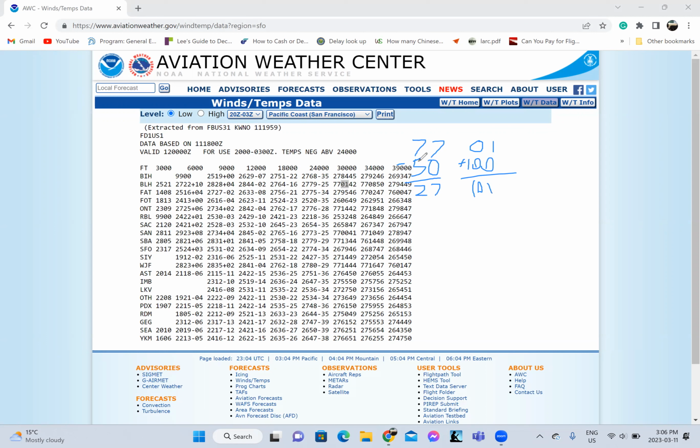Yeah, so just to reiterate, here's what I did. For this number right here, I took 77, subtracted 50, which gave me 27, which now becomes a true heading of 270, and the velocity now is 101. And we can do the same for all of these that have heading directions greater than 360. All right. So that's it for winds aloft.